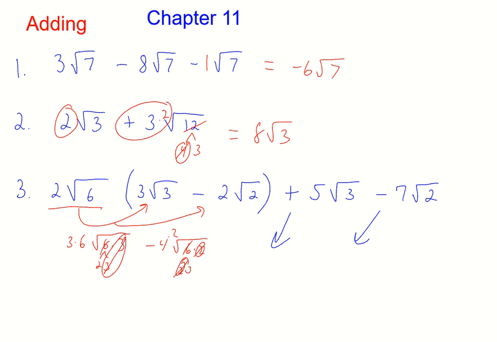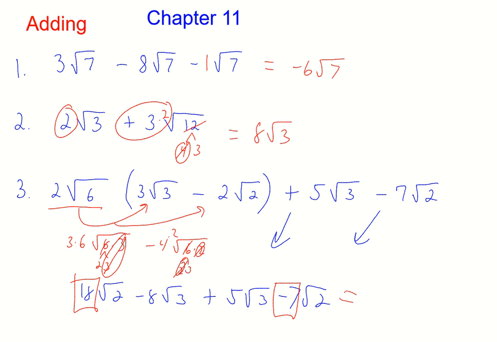Okay, so let me simplify here. 18 times the square root of 2 minus 8 times the square root of 3 plus what did I already have? 5 times the square root of 3 minus 7 times the square root of 2. 18 of the square root of 2's and a negative 7 of the square root of 2's is an 11 times the square root of 2's. Negative 8 of the square root of 3's and a positive 5 of the square root of 3's is a negative 3 square root of 3.